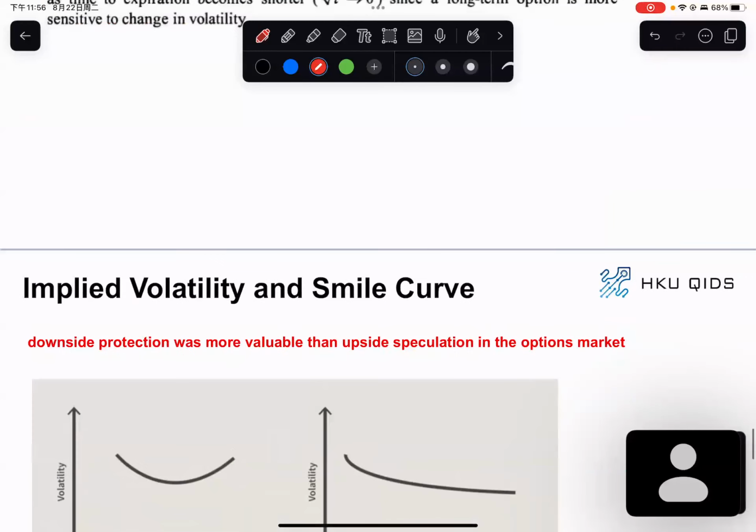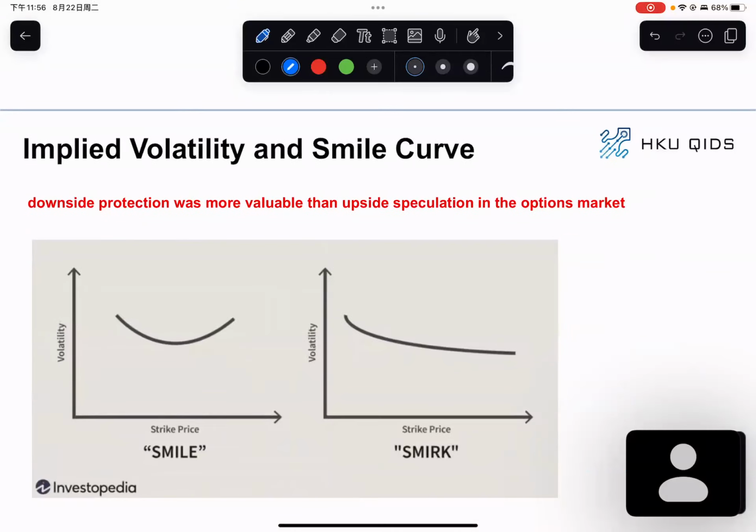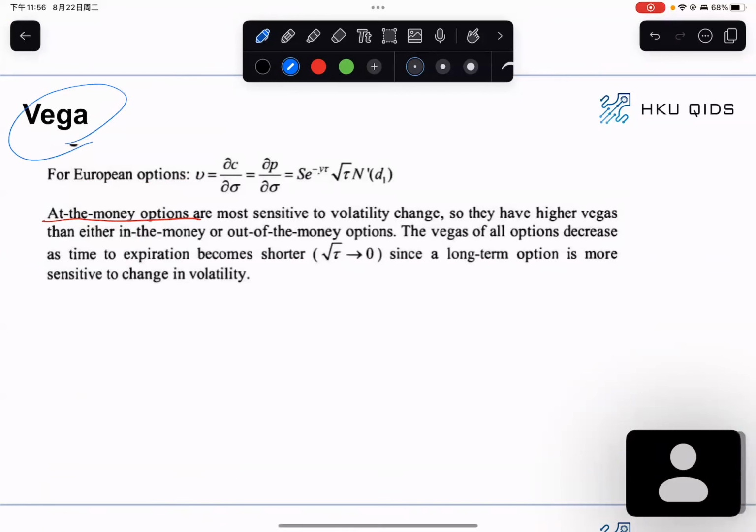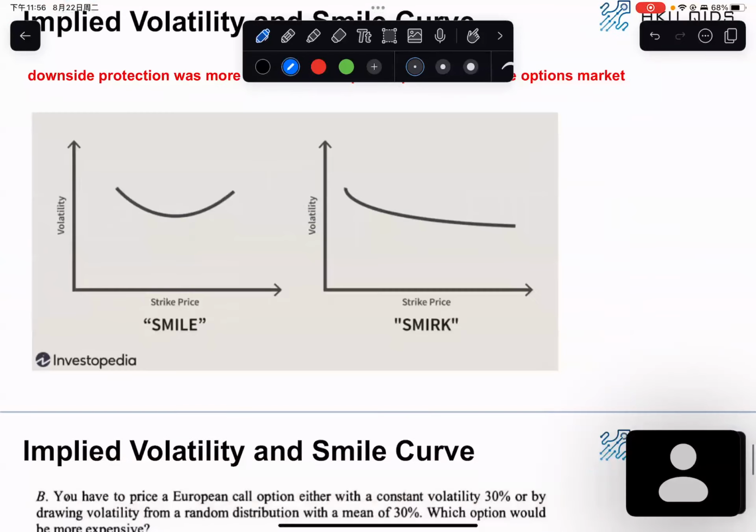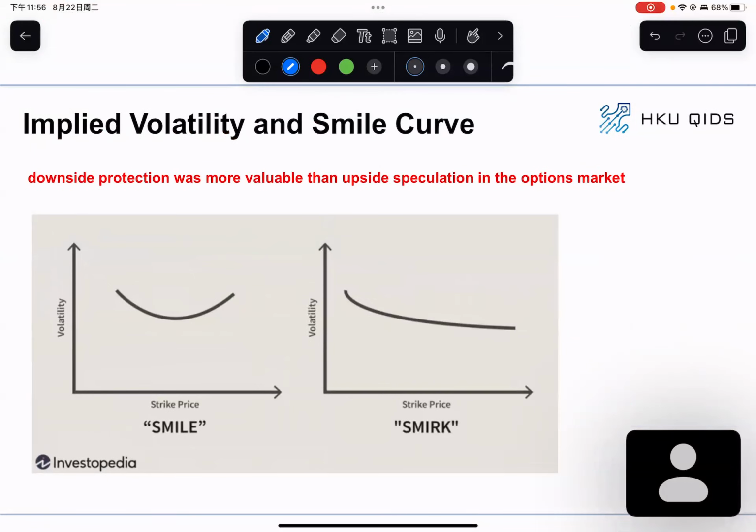But the most important thing is the implied volatility and the smile curve. So it's not about Vega, okay? Please be clear about Vega and volatility itself. Vega is the change rate with respect to volatility. But implied volatility also has this classic smile curve. It means that when we are at the money, the volatility is at its lowest level, but it changes the fastest. Okay, itself is at the lowest level, the minimum, but it changes the fastest.